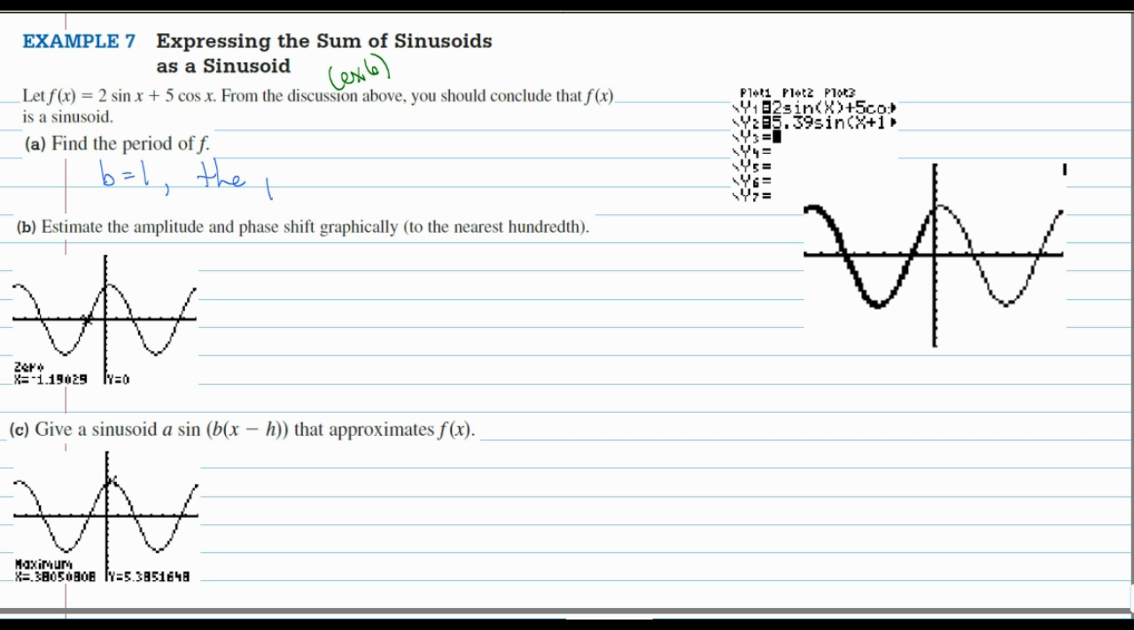the period is going to stay the same. Period is going to be 2 pi. Sine's period and cosine's period are both 2 pi. There is no horizontal stretch or shrink to change that otherwise, so we still have a period of 2 pi.